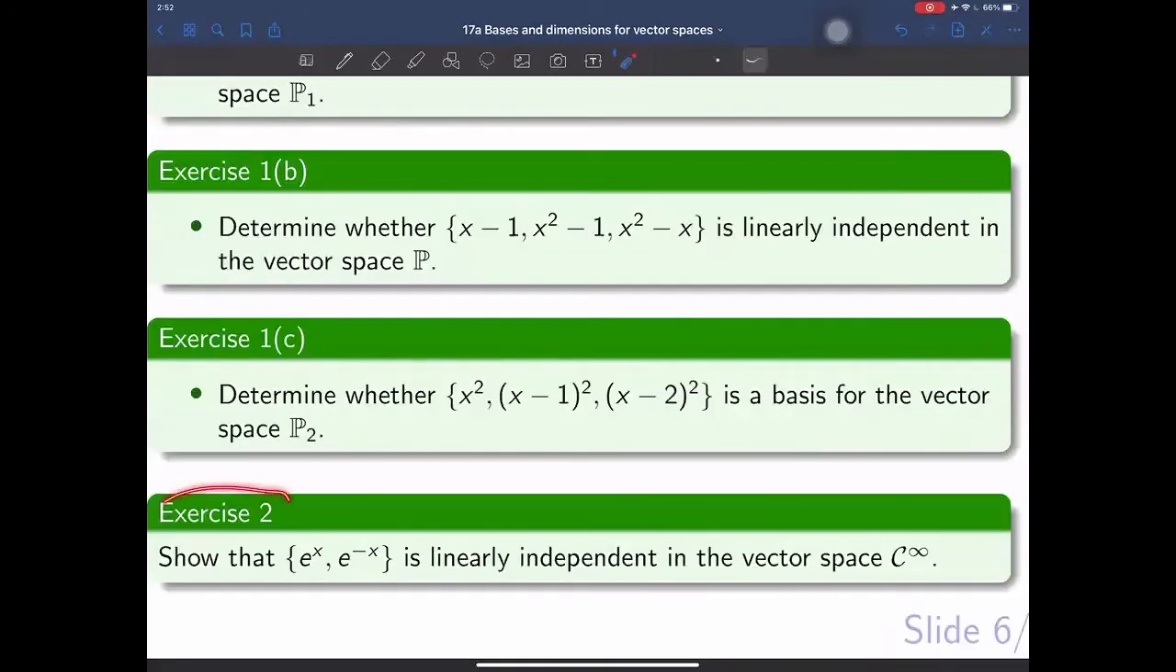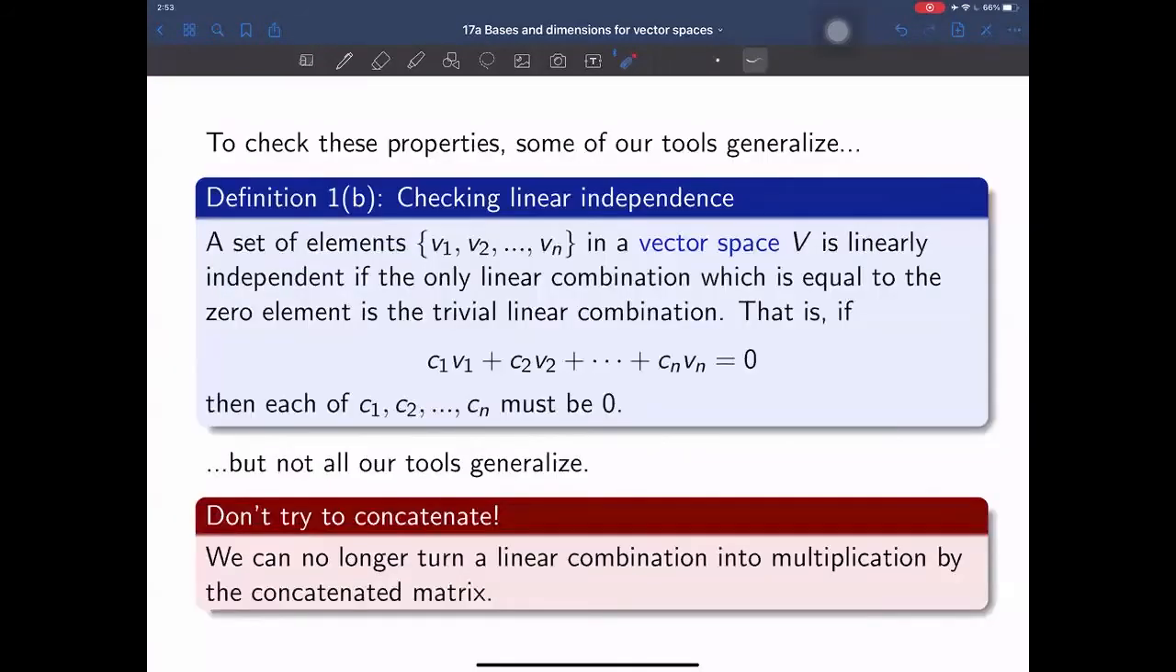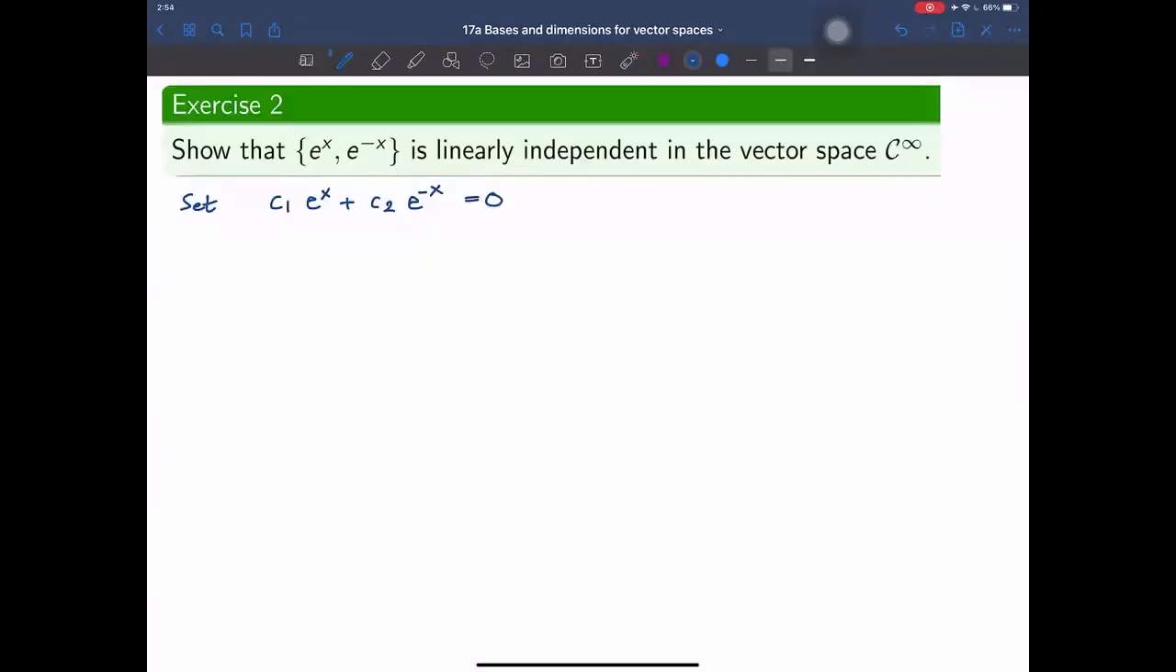In this next exercise, we will work with the vector space C infinity, the set of smooth functions. We are given a subset and we want to show that this subset is linearly independent. We will use the same tool where we first set our linear combination to the 0 element. In this case, our 0 element is the 0 function. And then we check that these coefficients must be 0. So we now want to show that the only solution to this equation is C1 equals C2 equals 0.